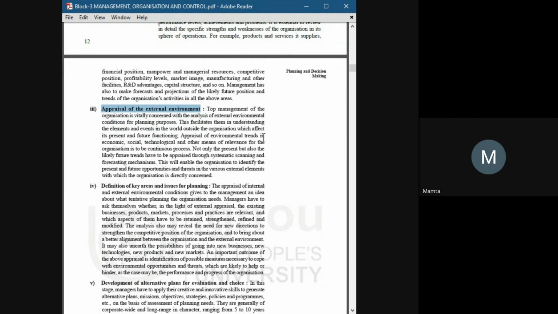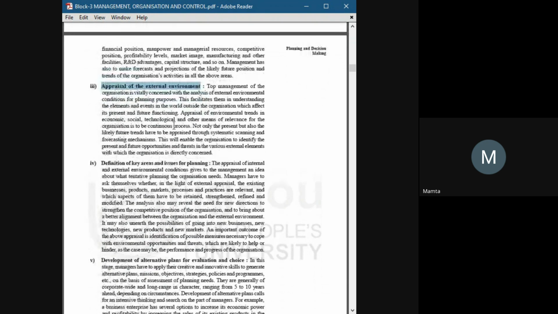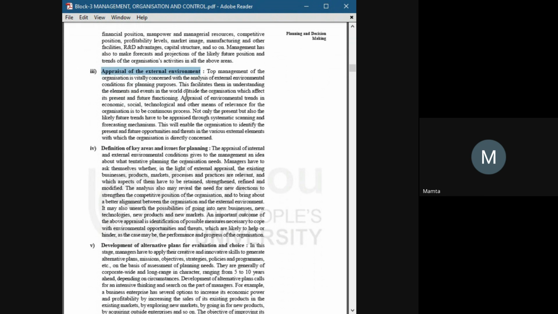Appraisal of environmental trends in economic, social, technological, and other means of relevance for the organization is to be a continuous process. And after doing analysis on the external environment, we will take note of what is going to happen. We will forecast the future on the basis of this analysis.